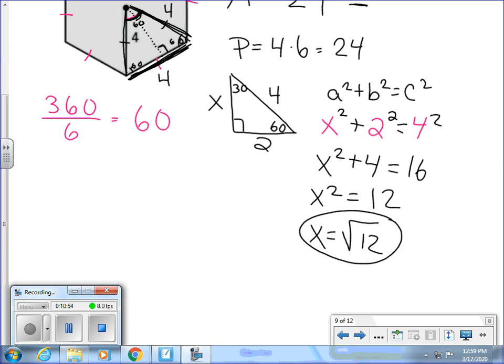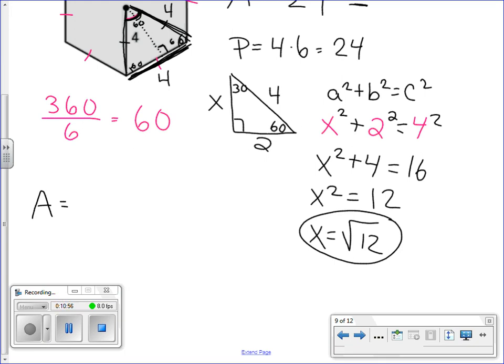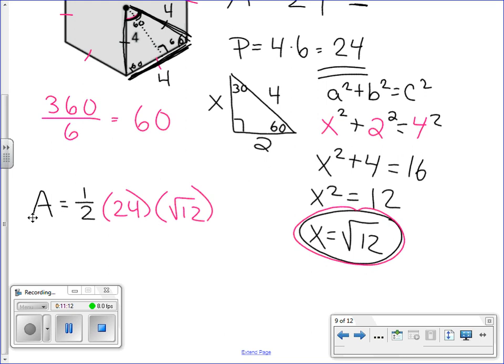So back to our equation. Area is equal to 1/2 times my perimeter, which my perimeter was 24, times my apothem. Well, this was my apothem, the square root of 12. If I plug that into my calculator, I get approximately 41.57. So that is the area of this figure.